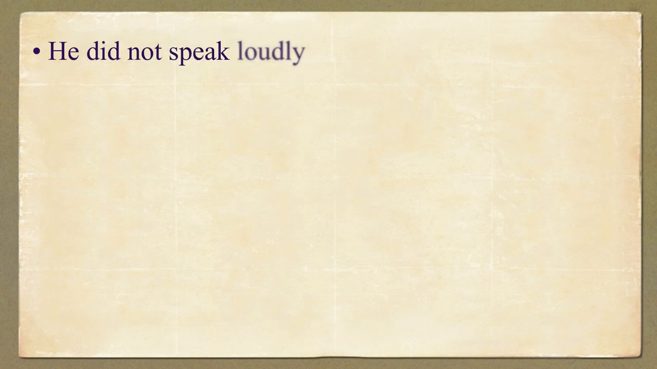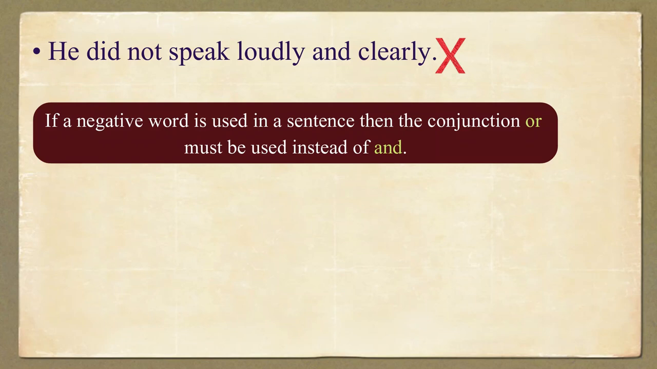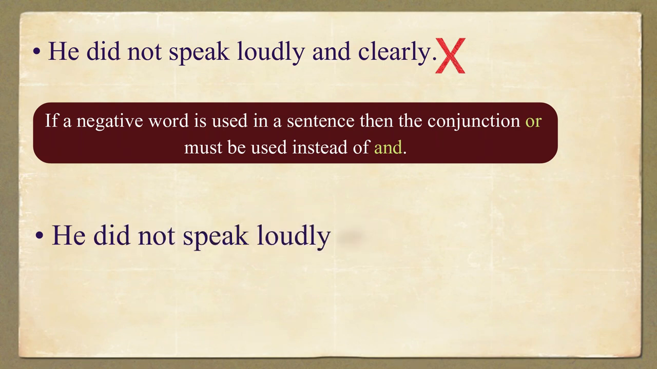The first one is, he did not speak loudly and clearly. This is incorrect. Please note, if a negative word is used in a sentence, then the conjunction or must be used instead of and. Please repeat the correct sentence after me. He did not speak loudly or clearly.